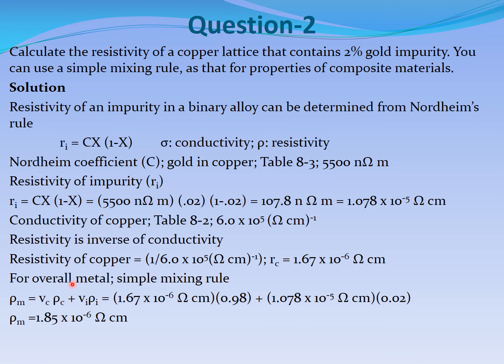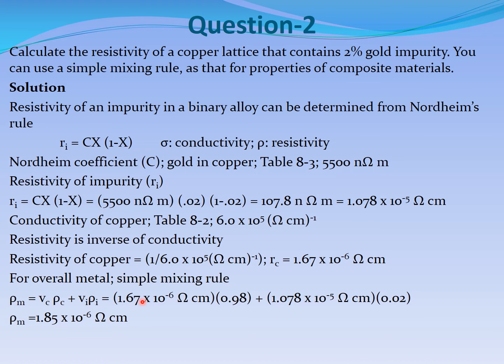For the overall metal now, gold and copper both have been done. Overall metal, simple mixing rule. This is resistivity. So the resistivity of the matrix is V_C rho_C plus V_I rho_I, right? Whatever property you are computing, V is the general form of the equation. So if you are doing it for copper and the impurity, here impurity is gold, this is copper, this is gold.